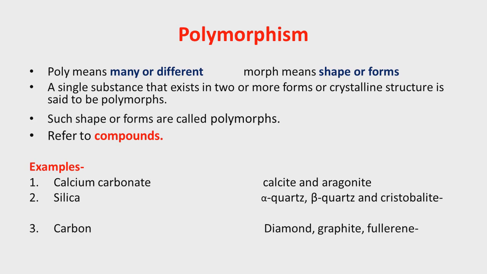So you have to remember one thing which is very important. When an element gives different crystal structures, that time it is called allotropy. And when one compound exists in different crystal structures, that time it is called polymorphism. It means that in this case calcium carbonate and silica show polymorphism, but carbon is actually an allotrope.